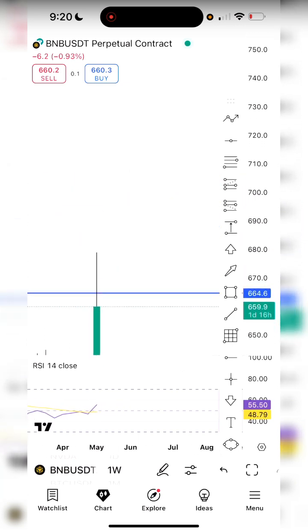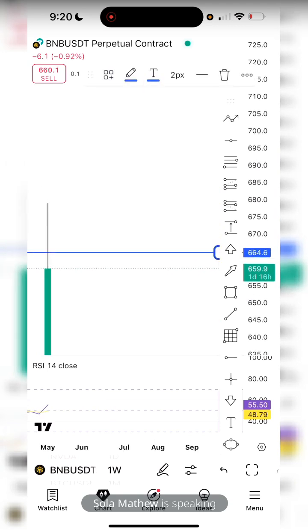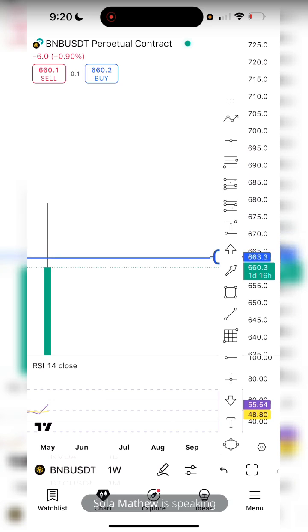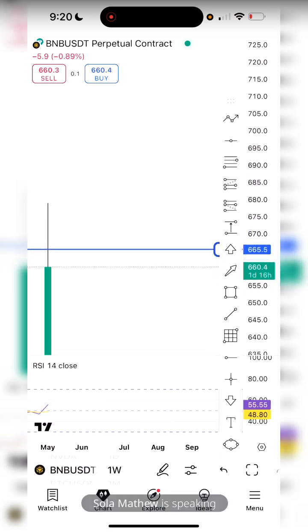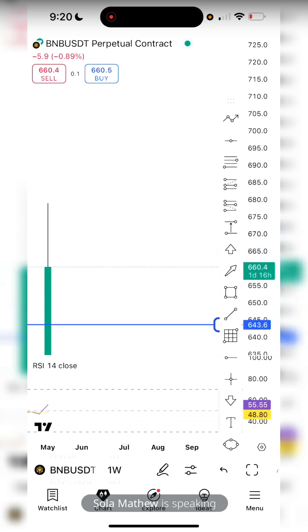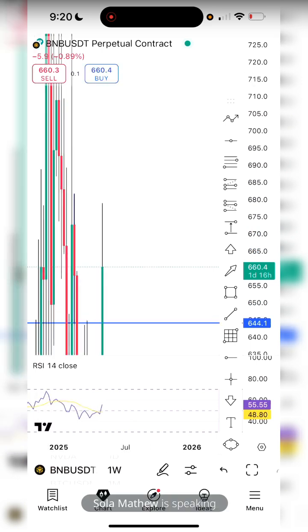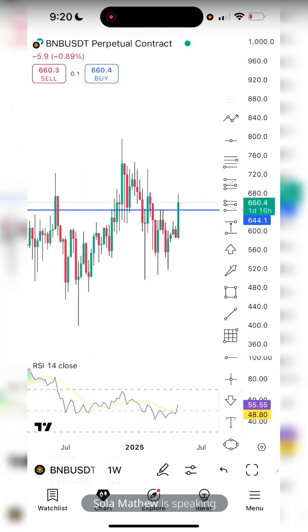Let me change this blue one to 644. All right, so it was on 662. No wonder. That's why I was saying that everything on that place was going down. So let's put it at 644. Let's just say 644.12. Now, if you go and check the history, you'll see that it will be different.